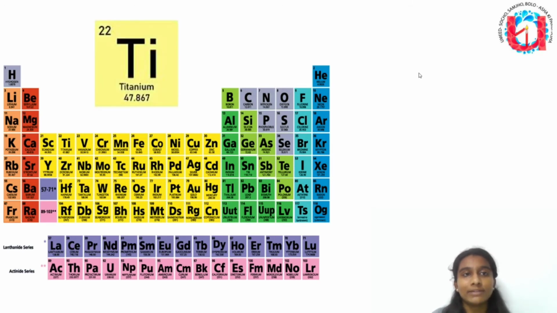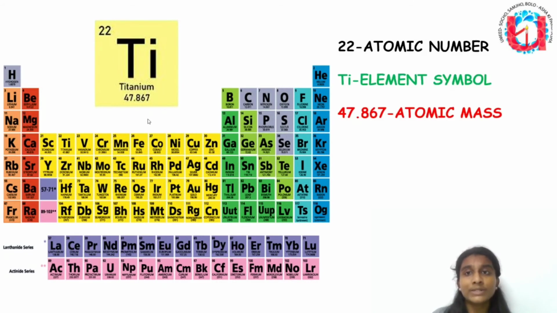Let's see an example of it. Let's take titanium for our example. Here, 22 is at the leftmost corner and 47.867 is at the bottom part. Here, 22 is the atomic number, titanium has the symbol Ti, and the atomic mass is 47.867.